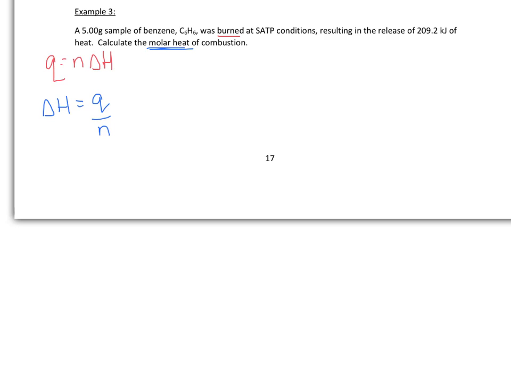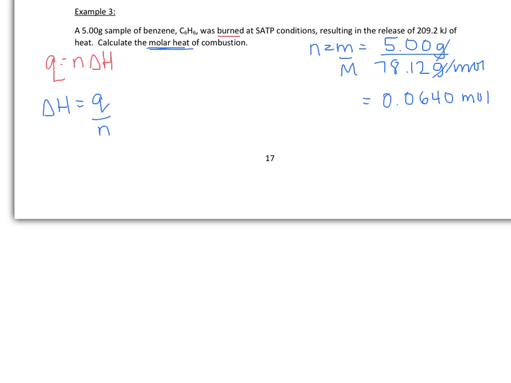Off to the side, we can calculate the number of moles as mass over molar mass. We were told that we had a 5-gram sample of benzene, and we were reminded that benzene is C6H6, which has a molar mass of 78.12 grams per mole. Grams cancels to give us an answer to three significant figures of 0.0640 moles. Of course, you can also do this within the formula.